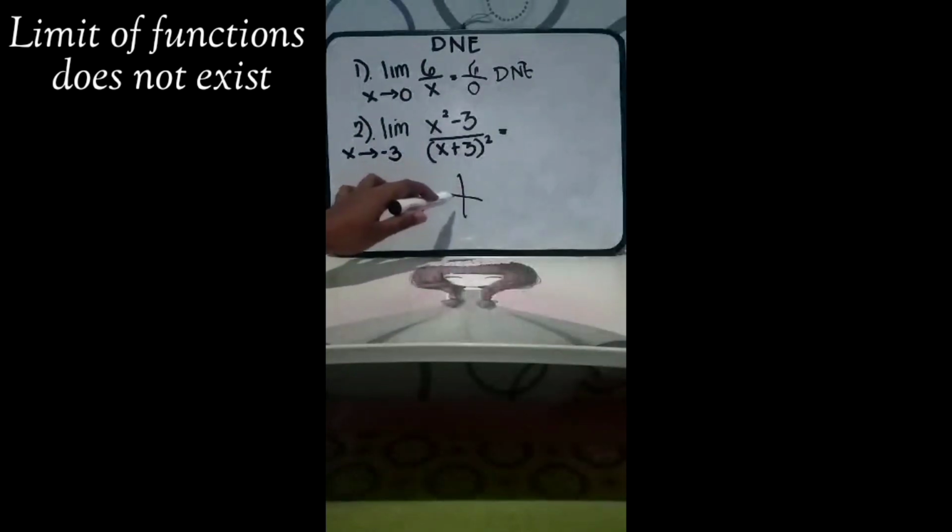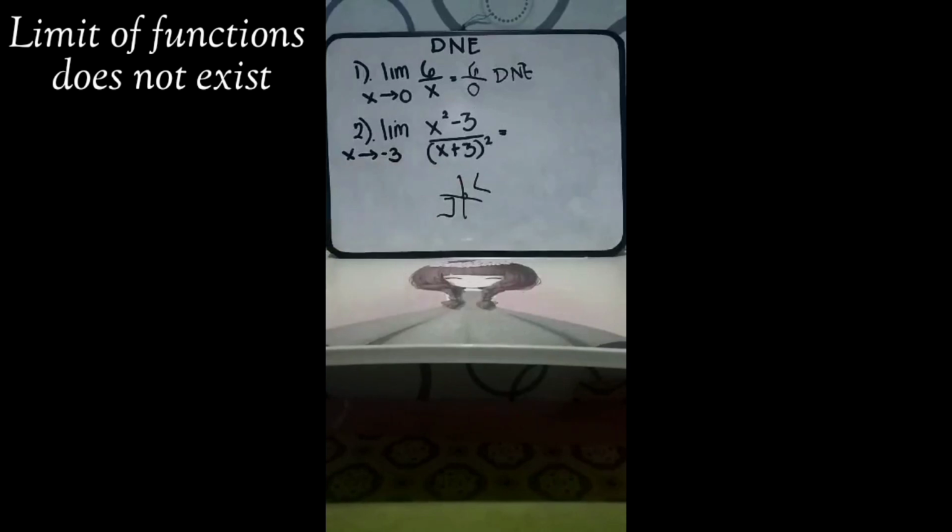Does not exist. Kasi kapag ginrap natin siya, ito si 0, hindi magtatagpo yung dalawang line. And next natin ay limit of x squared minus 3, wherein x approaches to negative 3.